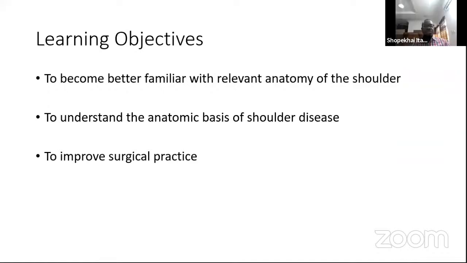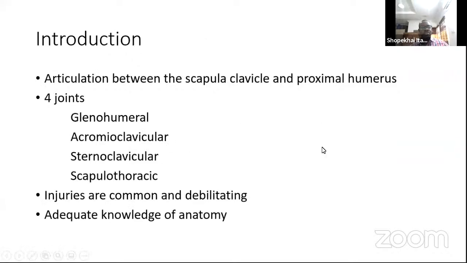So our learning objective is to become better familiar with relevant anatomy of the shoulder, to understand the anatomic basis of shoulder disease, and to improve our surgical practice.